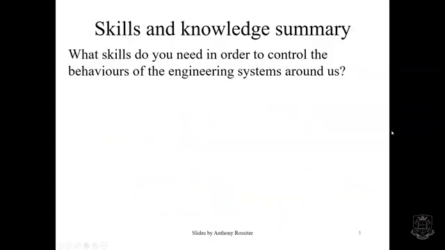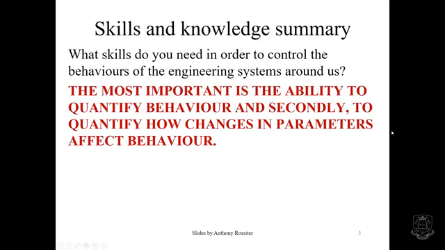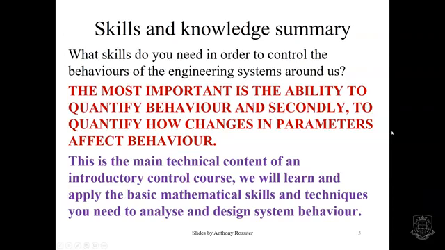Summary then. What skills do you need in order to control the behaviours of the engineering systems around us? The most important skill is the ability to quantify behaviour, and secondly, to quantify how changes in parameters will affect that behaviour. Now, this is the main technical content of an introductory control course. We will learn and apply the basic mathematical skills and techniques you need to analyse and design system behaviour. And you might notice here that feedback is almost a secondary issue.